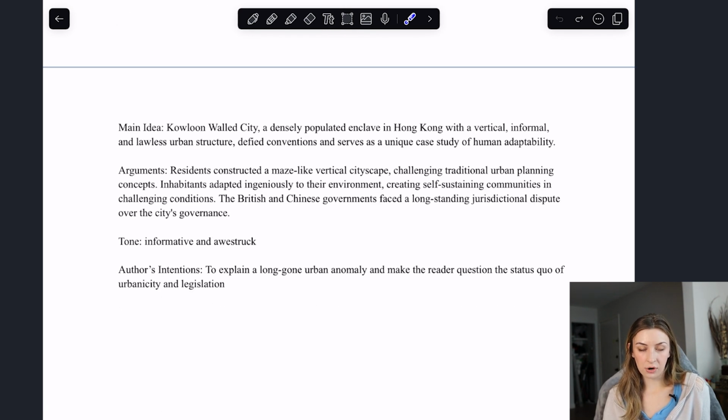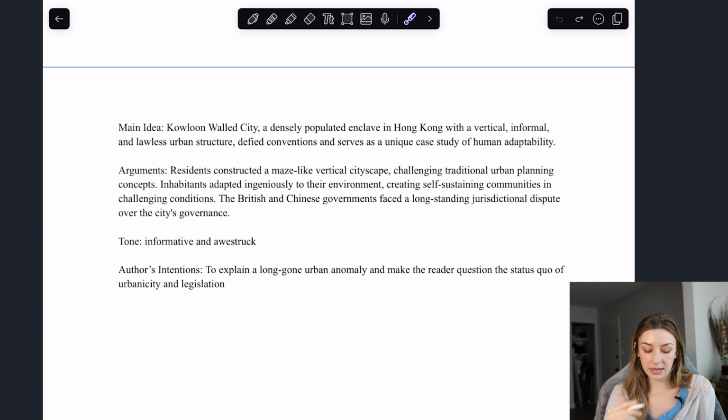And I want to scroll down and show you what I got for all of these four corners. This main idea, I will say, because I'm used to doing just a single main idea instead of the four corners method, is probably a little bit advanced and less of a summary, but this says, Kowloon Walled City, a densely populated enclave in Hong Kong with a vertical, informal, and lawless urban structure, defied conventions and serves as a unique case study of human adaptability. So this is sort of the goal, right?